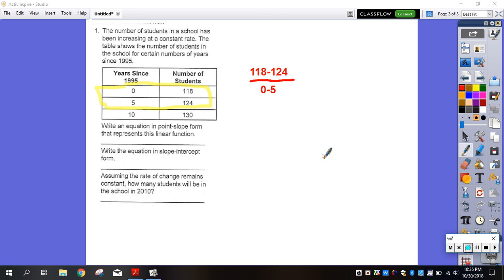It doesn't really matter what you choose as your x1, y1, x2, y2. I can make (0, 118) my x1, y1, or I can make (5, 124) my x1, y1. Doesn't matter as long as you subtract your y's on top and your x's on bottom. And so when I subtract, I get -6 over -5.